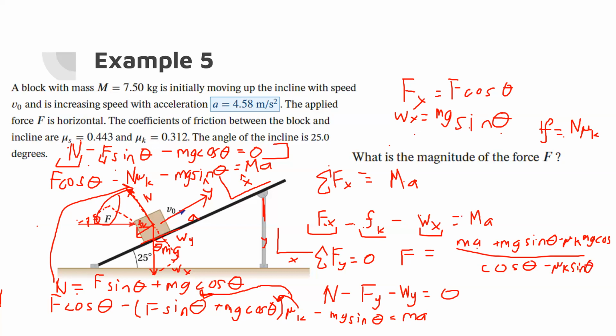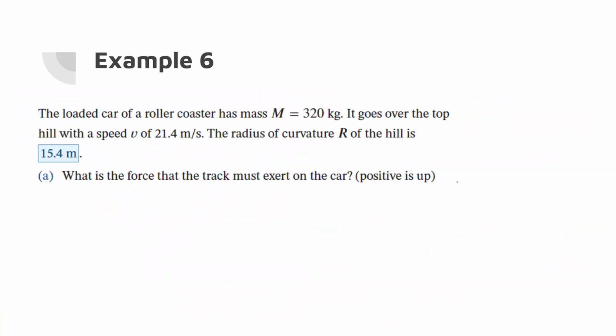And I can always check my units here. I'm looking for something in newtons. This is a mass times its acceleration, which will give me something in newtons. This is also a mass times its acceleration. This one is a mu k times mass times acceleration, and the mu k's, the coefficients, don't have any units on them, and so that will give me newtons. And then this down here is unitless, and so I know that at least my units are right, which means I probably didn't make an algebra error. It's possible that I did. Maybe I missed a negative or a positive, but we'll move on from there.